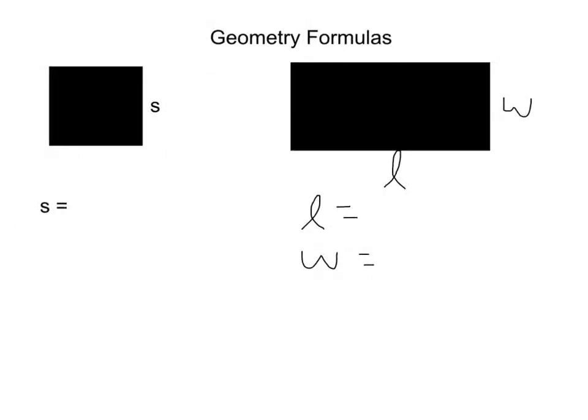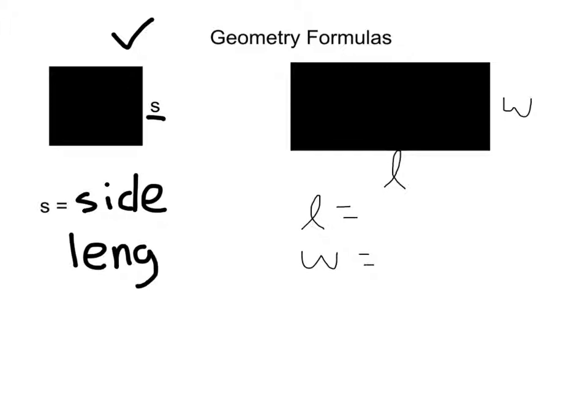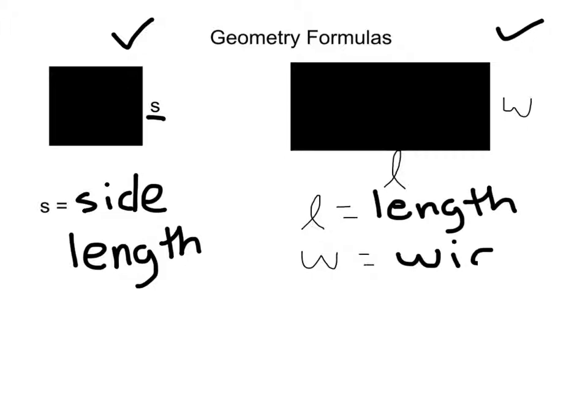In section 0.1, we're going to talk about geometry formulas. The first shape we have right here is a square. You have to know that the variable s stands for side length. Over here we have a rectangle. You have to know that L stands for the length of the rectangle and W stands for the width of the rectangle.